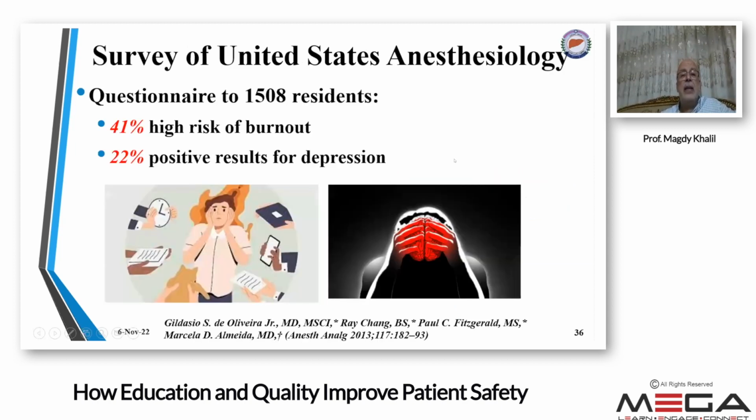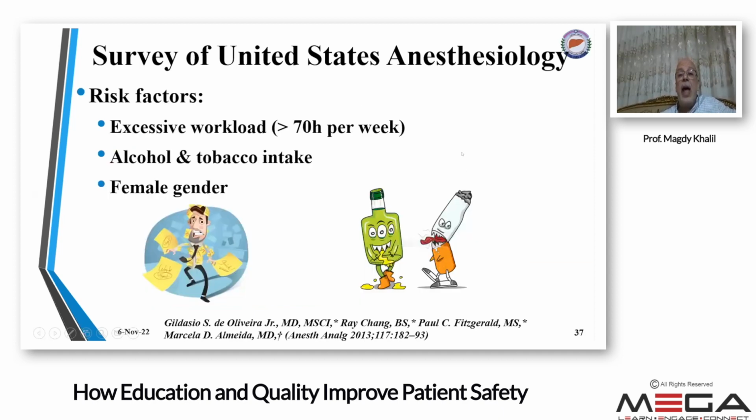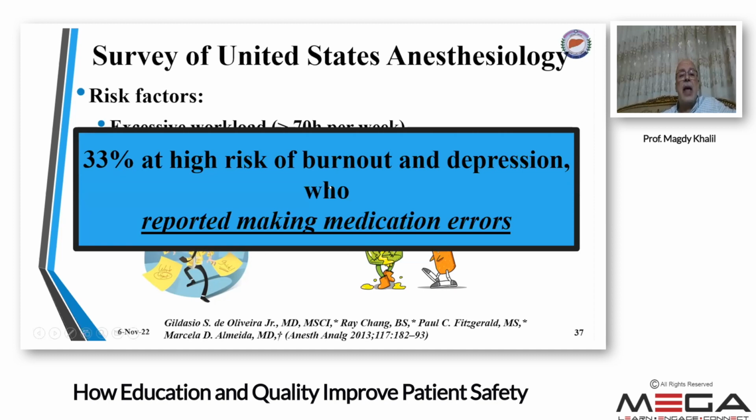In this revision about IOM, a questionnaire of 1,508 residents found 40% at high risk of burnout and 22% at possible risk of depression. And what is the relation with the patient? The risk factors pointed to were excessive workload of more than 70 hours per week, alcohol or tobacco intake, or female gender. The reflection is that 33% of those at high risk of burnout and depression reported making medication errors.